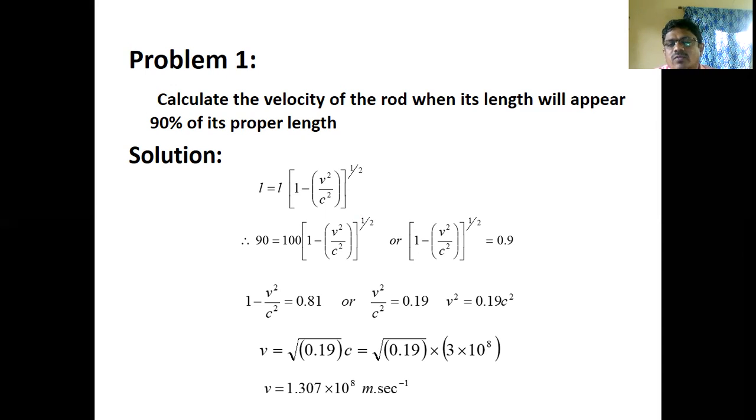Therefore, V, the velocity, is equal to square root of 0.19 into C. C is nothing but the velocity of light. Then square root of 0.19 into 3 into 10 power 8. Finally, the velocity of the rod is 1.307 into 10 power 8 meters second power minus 1.